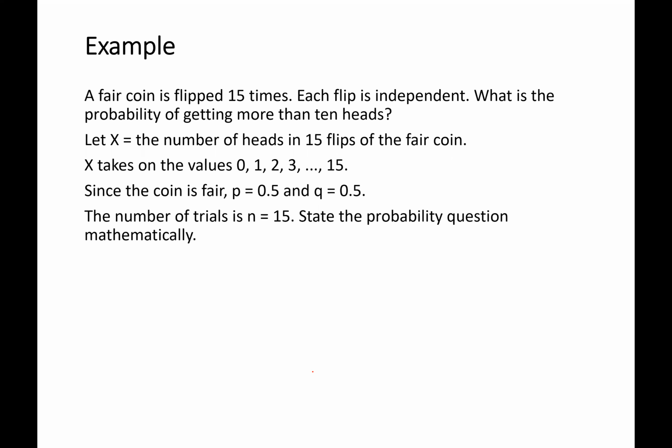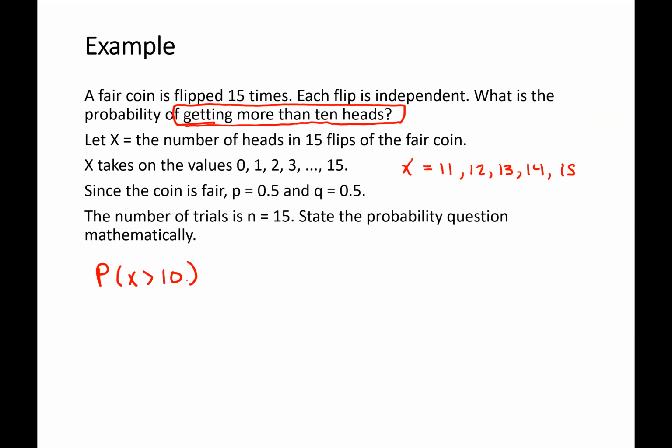So what you're interested in is getting more than 10 heads. What does that mean? Getting more than 10 heads. Well, that would mean that X would either be 11 or 12 or 13 or 14 or 15. So what we're interested in is the probability that X could take on a value greater than 10. So in probability notation, that's the probability that X is greater than 10.